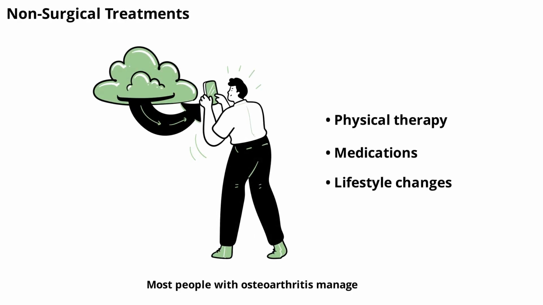Most people with osteoarthritis manage their symptoms with non-surgical treatments. These include physical therapy, medications, weight management, and assistive devices like braces or canes. Lifestyle changes, such as regular exercise and a healthy diet, can slow progression and improve quality of life.